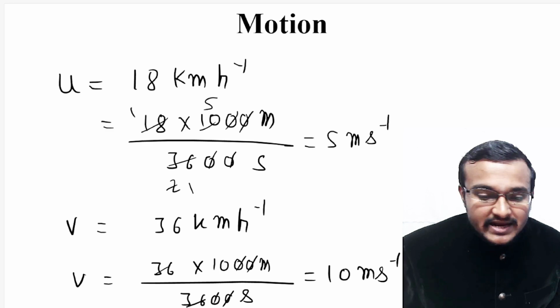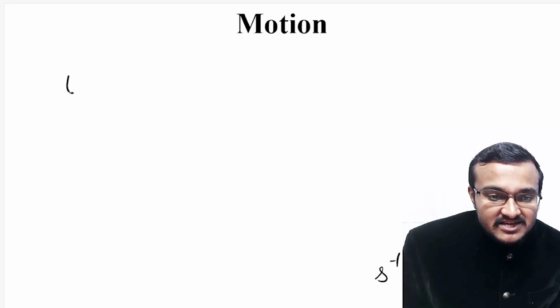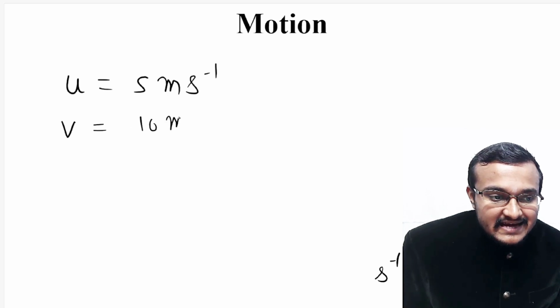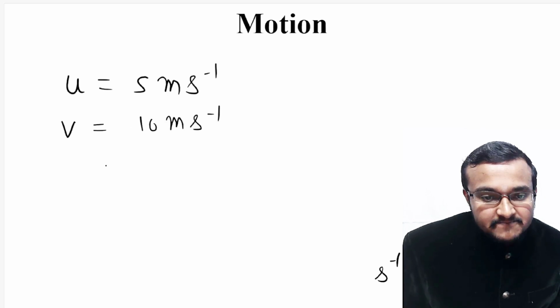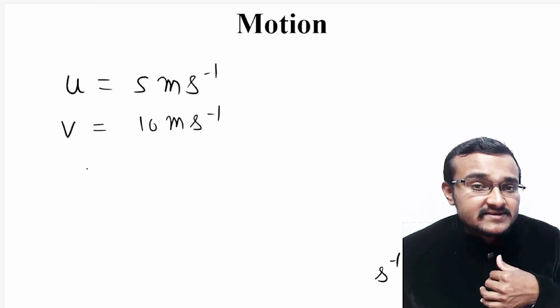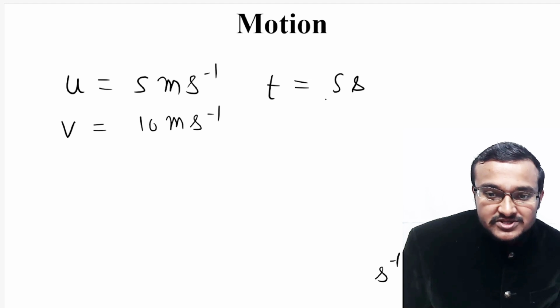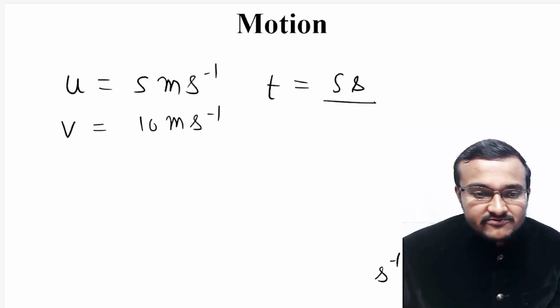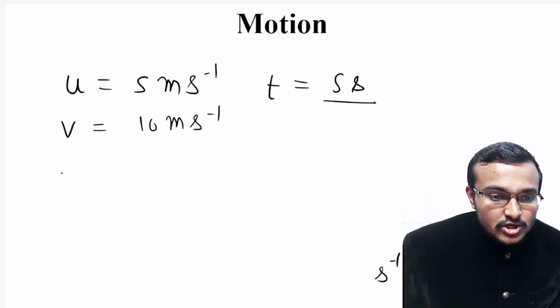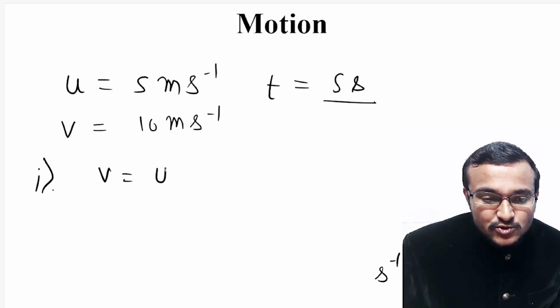So now in terms of SI unit, you have initial velocity as 5 meter per second and final velocity as 10 meter per second. Using this data, you can calculate the acceleration. The time they have given here is 5 seconds, which is already in SI unit, so no need to convert this. So you can use the first equation itself, the first equation to calculate the first question. The first equation is v is equal to u plus at. So what is v?